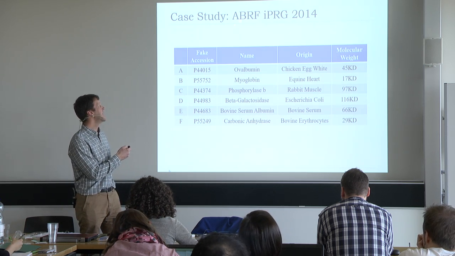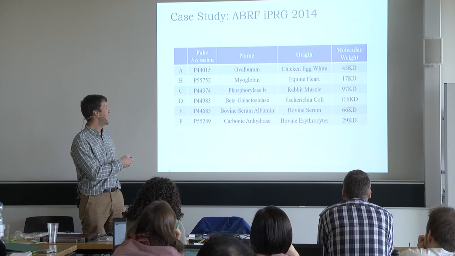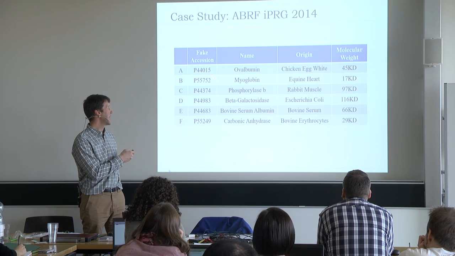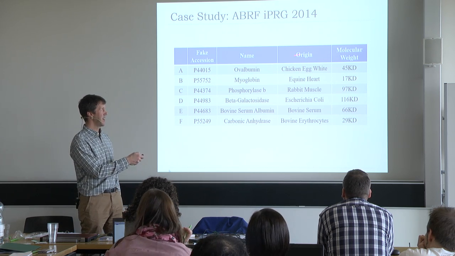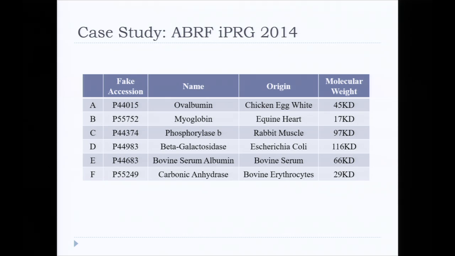So what we're going to be looking at here is this data from the ABRF iPRG 2014 study. What they did was they took 6 proteins and gave them fake yeast accession numbers. These are the proteins, and this is where they come from, and their molecular weight. And then they were all coded with A, B, C, D, E, and F, and given fake accession numbers, and then put into a yeast FASTA file and given out to groups that wanted to take this data set and look for them. So these are going to be differentially expressed, and then everything else is a yeast background. Actually, I'll show that in the next slide.